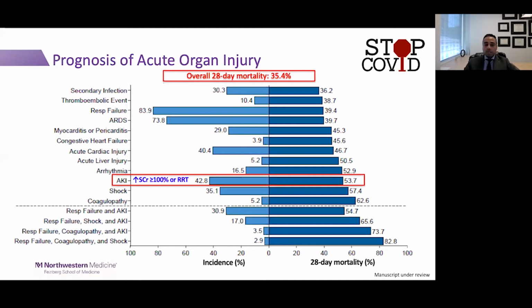When you look at the prognosis of individuals who are critically ill with COVID-19, the overall 28-day mortality in this cohort was around 35%. This is similar to, slightly higher than, what was reported in the Italian perspective in JAMA not too long ago. When you look at individuals who have acute kidney injury, and in this analysis defined as a doubling of serum creatinine or worse, the incidence appears to be around 43%, and their 28-day mortality can be almost 55%. And once you compound additional multi-organ dysfunction, you start seeing higher rates of mortality. Next slide.